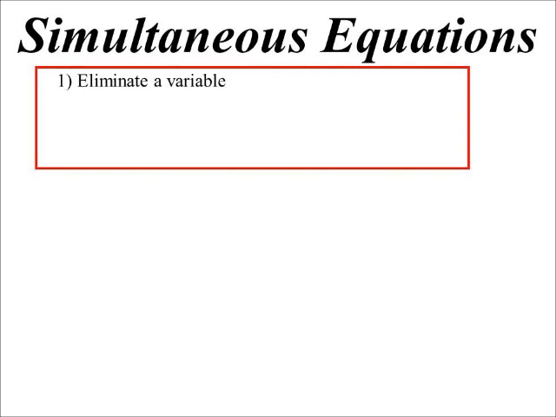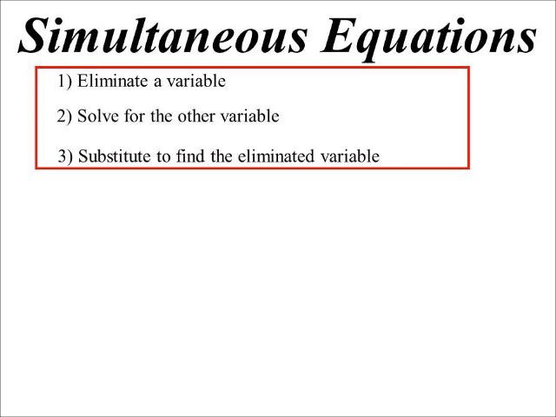So the idea of solving simultaneously, I suppose the most common way of doing it is what we call the elimination method, where the idea is to eliminate a variable, hence where it gets its name from. Then you go and solve for the other variable, and then substitute back in to get the eliminated variable. Basic idea. So let's just look at a very simple one.